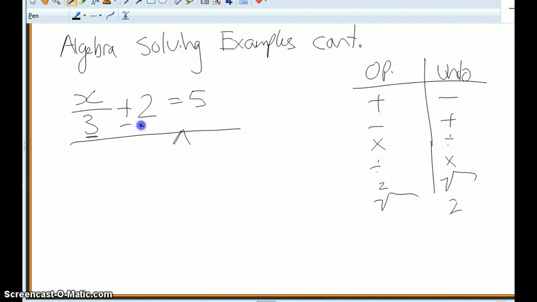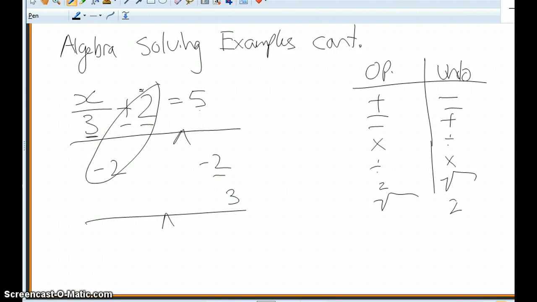So the last thing that happened to x was 2 was added. So to undo an add, we have to do a subtract, and we have to take 2 from that side and 2 from that side, keeping the whole thing in balance, right? 5 take away 2, 3. And the brilliant thing here is plus 2 take away 2. Okay, now we have a new balanced equation that x divided by 3 is exactly balanced with positive 3.